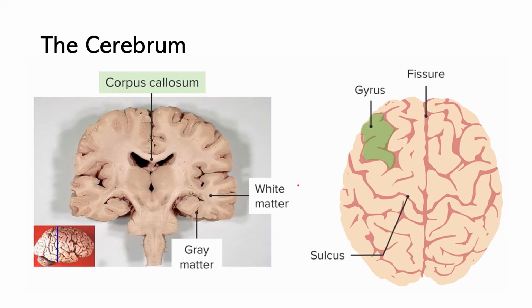Deep to the cortex, we have the white matter. This is composed of tracts of neurons that connect parts of the brain to each other, as well as to the spinal cord. A bundle of white matter tracts is called the corpus callosum, and it also connects the right and left hemispheres of the cerebrum.